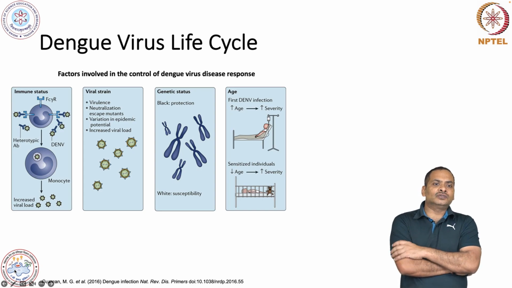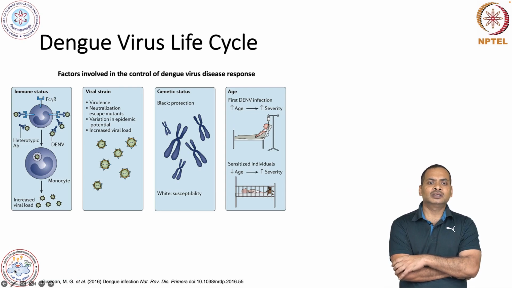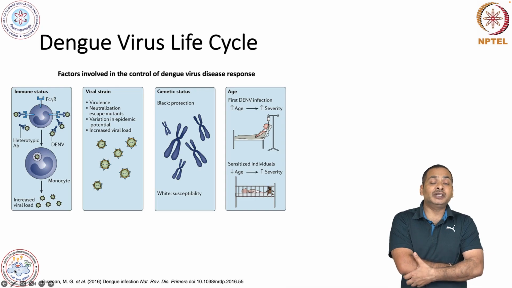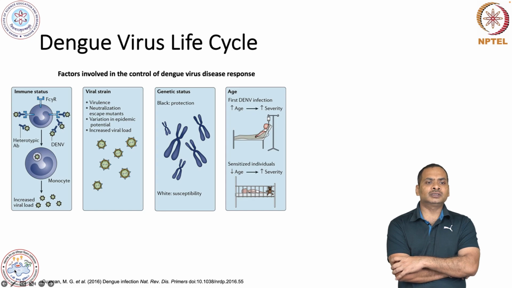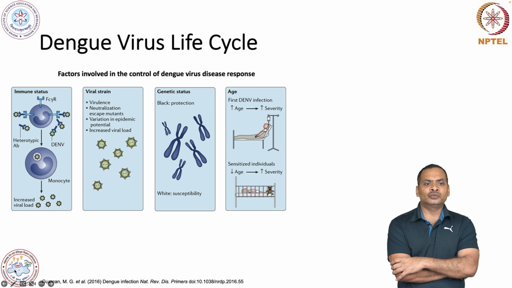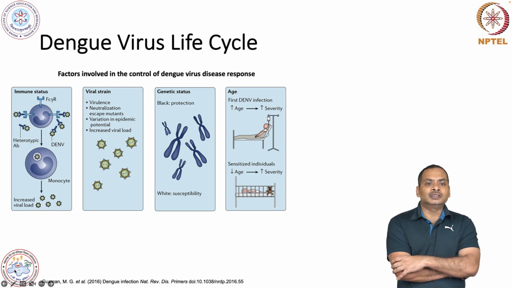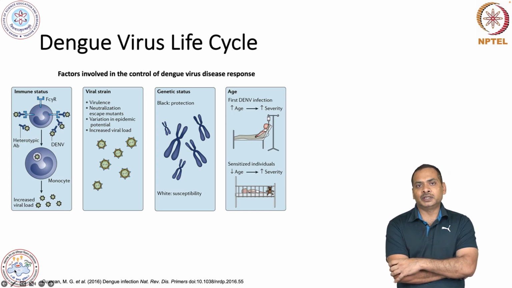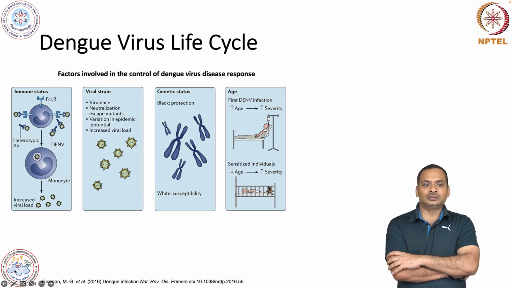So, there are factors involved in controlling the dengue virus disease response. One is the immune status, as I have explained. Then there is the viral strain, virulence, neutralization, escape mutants, variation in epidemic potential, and increased viral load. Genetic status, of course, plays a very important role, not only in defense but in all aspects. So, genetics is also there.